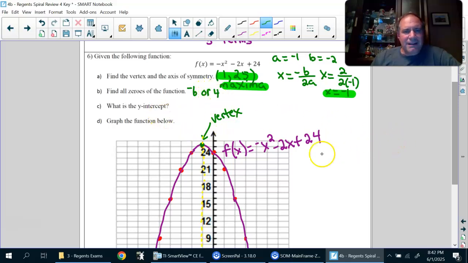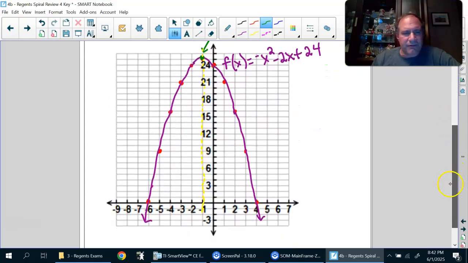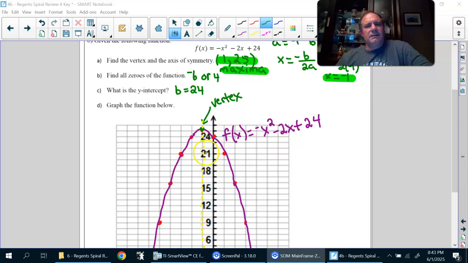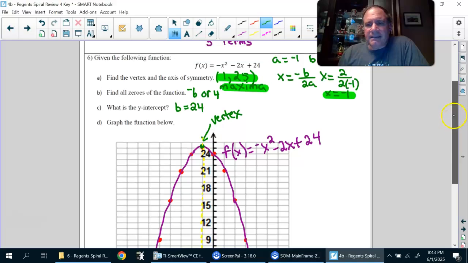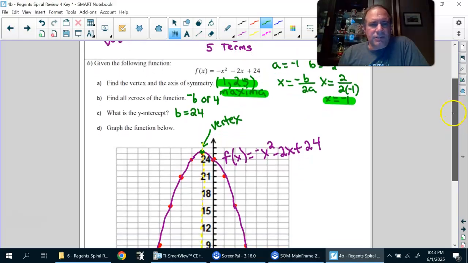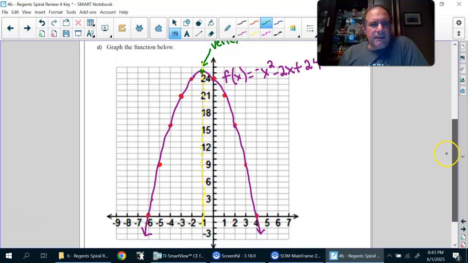What is the y-intercept? The y-intercept is 24. It's 0, 24. So it's 24. And it says graph the function. We already did that. And I just changed it to b equals 24. That's the y-intercept, 0, 24. So you could see exactly right there. And that is everything as far as that question goes. And there is the parabola.